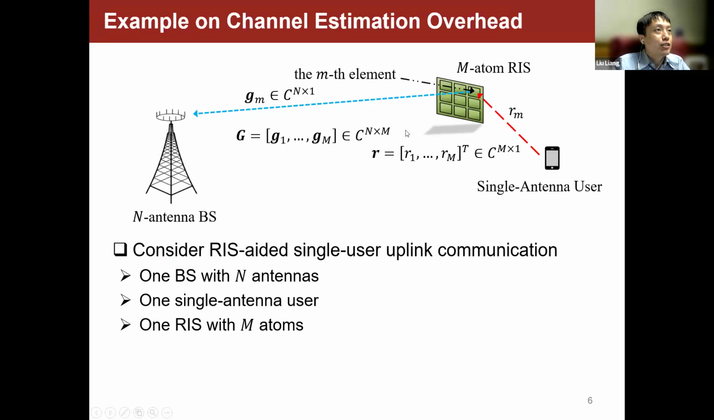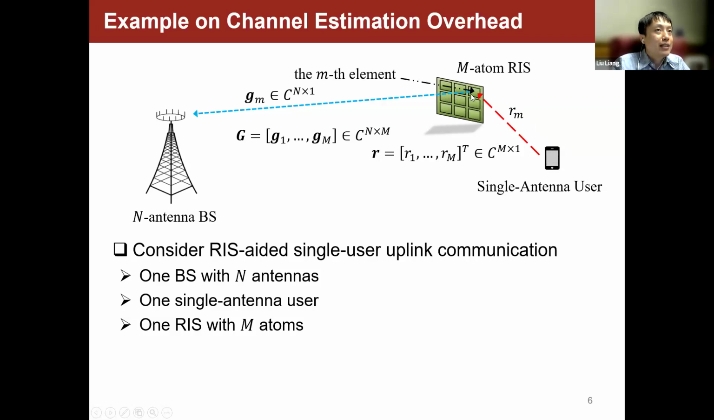Now let's consider conventional RIS-aided communication. This is a diagonal RIS. We have one single antenna user, and this is a RIS with M reflecting elements. There is one base station with N antennas. And in this case, let's use r_m to denote the channel from the user to the m-th reflecting element of the RIS. So we have this vector r, which consists of r_1, r_2 until r_M. This is an M by 1 vector from the user. This is the channel from the user to the RIS.